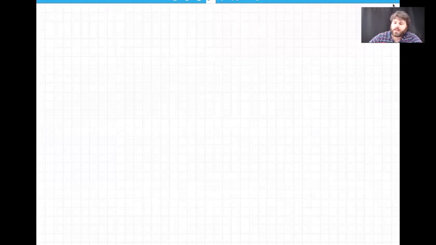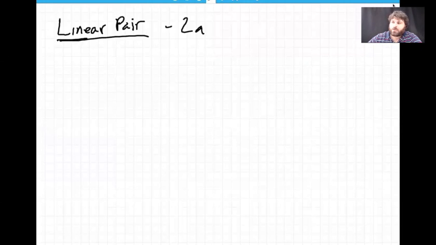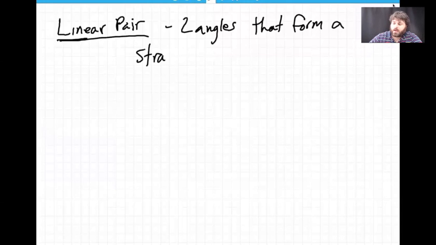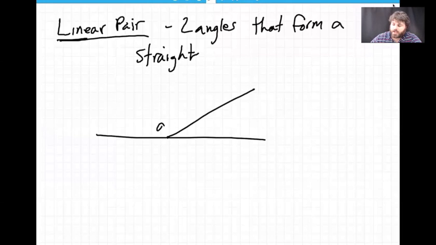All right, so the next angle pair that we want to talk about is a linear pair. The word line is in the word linear. So basically, it's two angles that form a straight line. They have to be touching. They have to be adjacent to each other. Sometimes we use the word adjacent. So angle A and angle B, as you can see, together form a straight line.